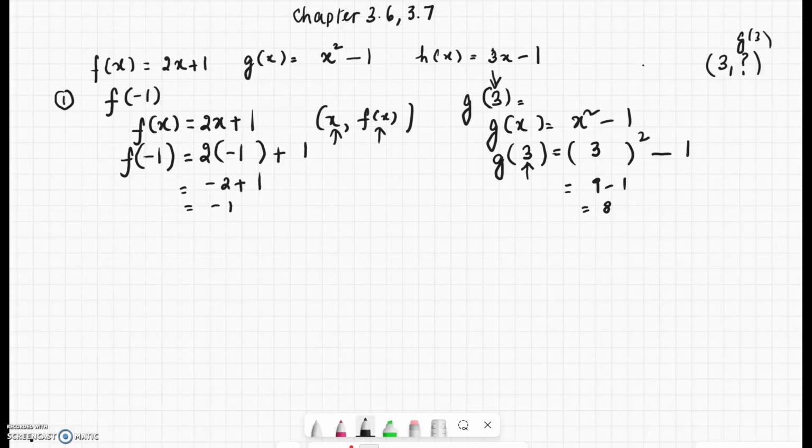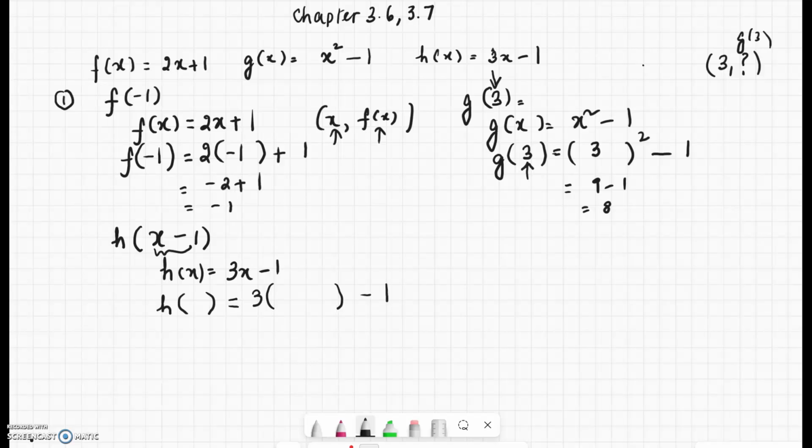Now what if I want to find h of x minus 1? What does this mean? I need to figure out the value of h at x minus 1. So h of x is equal to 3x minus 1. So how does the rule work? If you plug in any number, you take 3 times that number minus 1.